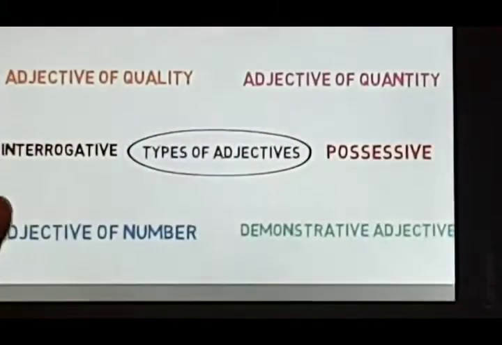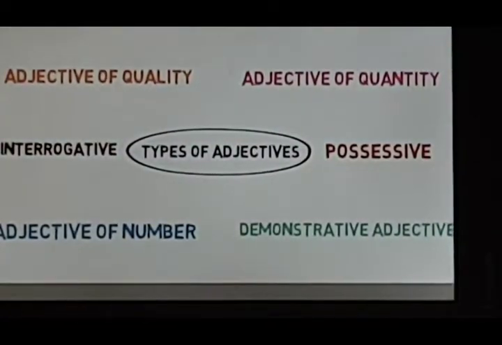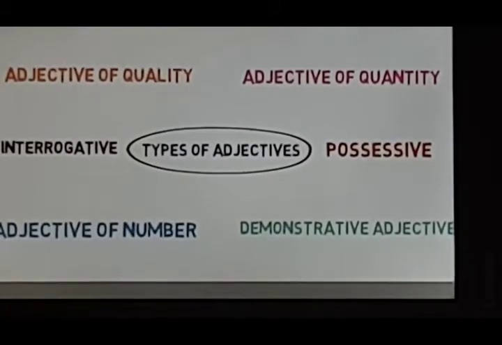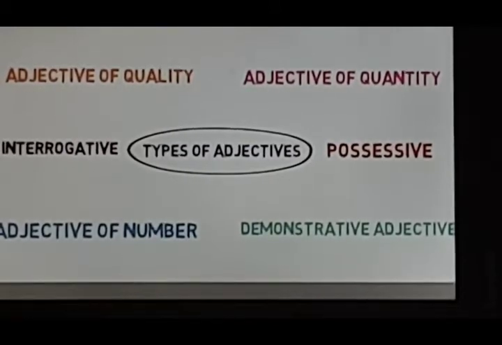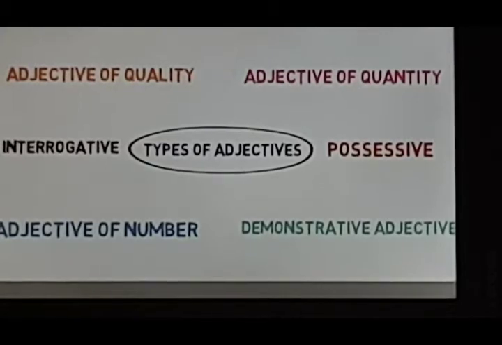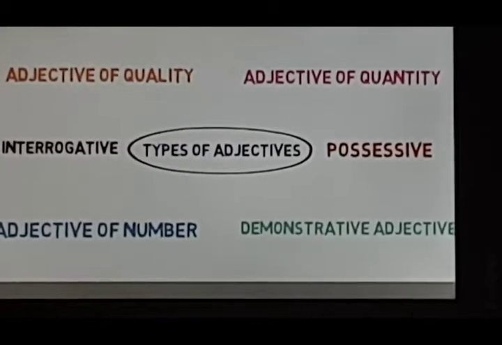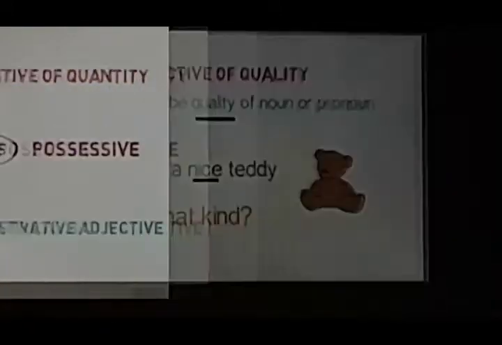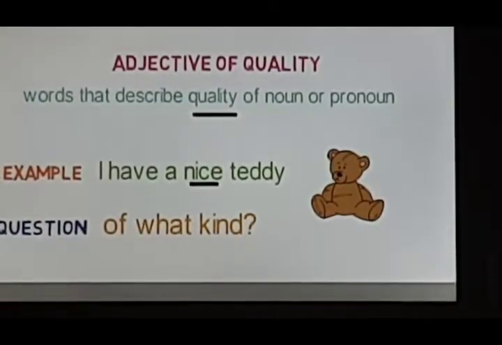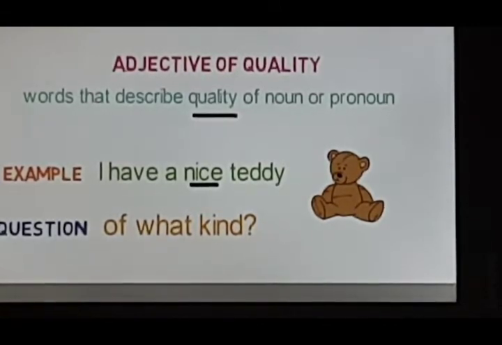First, adjective of quality, adjective of quantity, adjective of number, and demonstrative adjective. Next is interrogative adjective, and last is possessive. So we are doing 6 kinds of adjectives here. Now taking the first one, adjective of quality. Now what does this kind tell us?